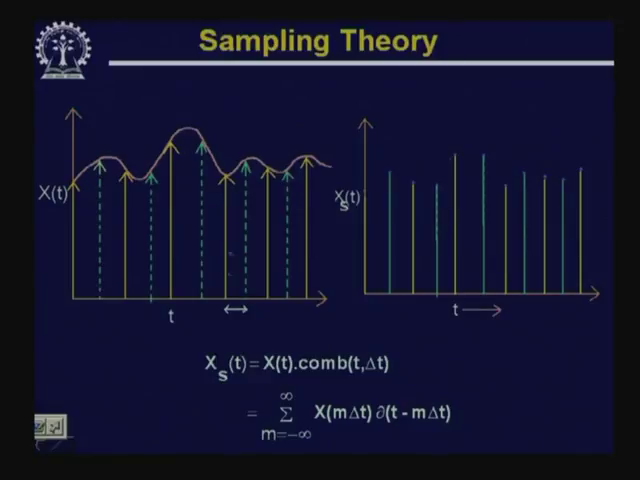So, effectively, in this sampling, we have gone from this analog, continuous signal to this discrete signal. This discretization process can be represented mathematically as x_s(t) = x(t) times comb of t, delta t. If I expand this comb function and consider only the values of t where it has a value 1, then this expression translates to x(m delta t) times delta(t - m delta t), where m varies from minus infinity to infinity.